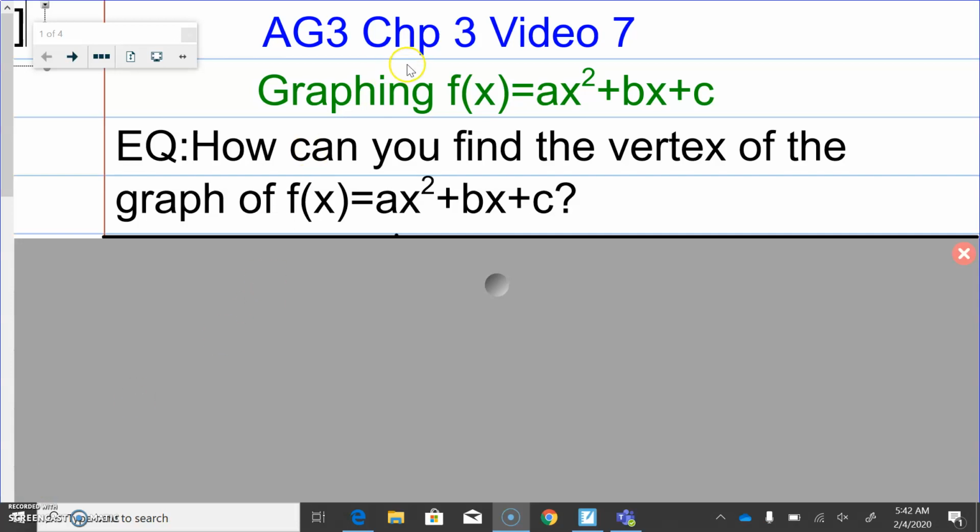Welcome back. This is AG3 Chapter 3, video number 7, where we'll be talking about graphing f of x equals ax squared plus bx plus c. Our essential question is, how can you find the vertex of the graph f of x equals ax squared plus bx plus c? Notice our function looks a little different.